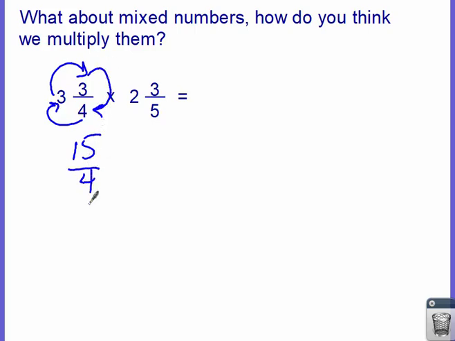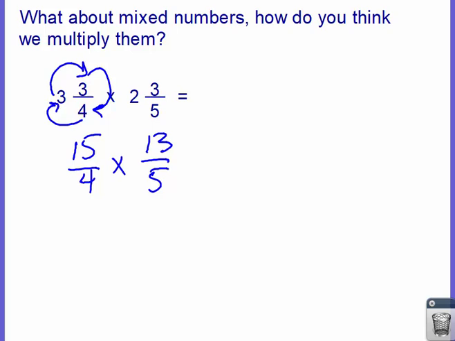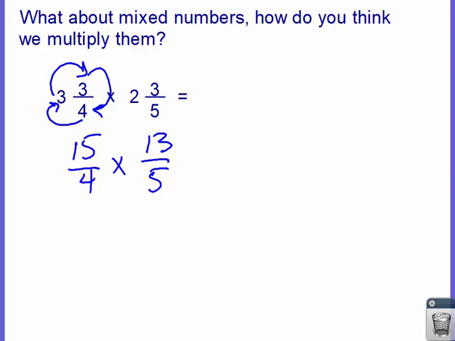Now it's a fraction. Times, do the same thing to this one. 5 times 2 is 10, plus 3 gives you 13 over 5. Now I have two fractions. So if I do this wrap here, it says to multiply fractions, do I got them? Yes, I've got them. So you know you got them. It's top times top and bottom times bottom. So all we do here, now once we have fractions, is multiply straight across. So 15 times 13 gives us 195. And 4 times 5 gives us 20.